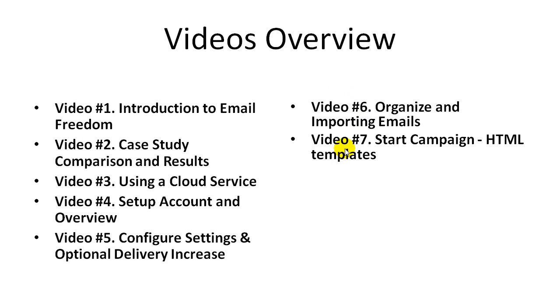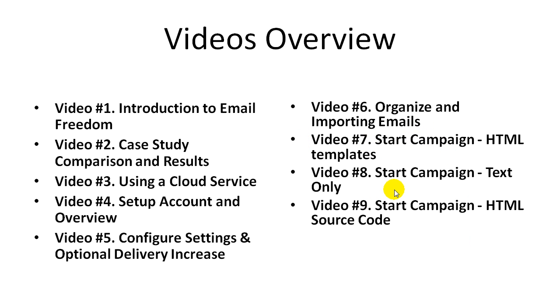Video number 7, we're going to talk about starting a campaign. Basically 7, 8, and 9 are 3 different campaigns. We've got HTML templates, which Mailjet provides you with, text only, because some people like text only, and HTML source code. I preferably go with the HTML source code, and you'll see what I mean when I show it to you, because it's just a lot easier. It gives you a lot more freedom. Even if you don't know anything about HTML source code, you'll be able to do that.